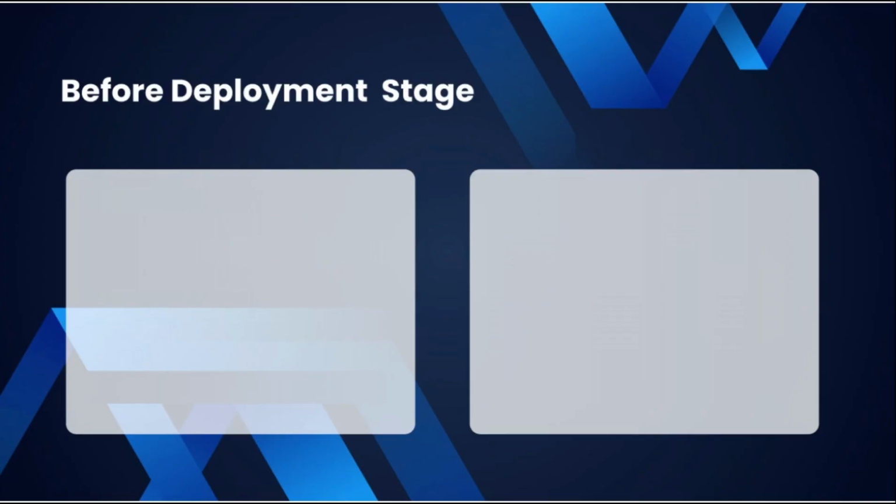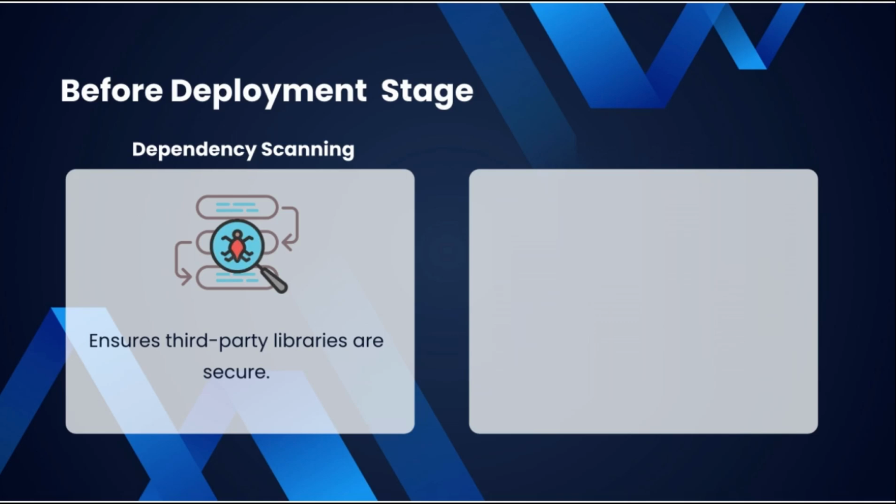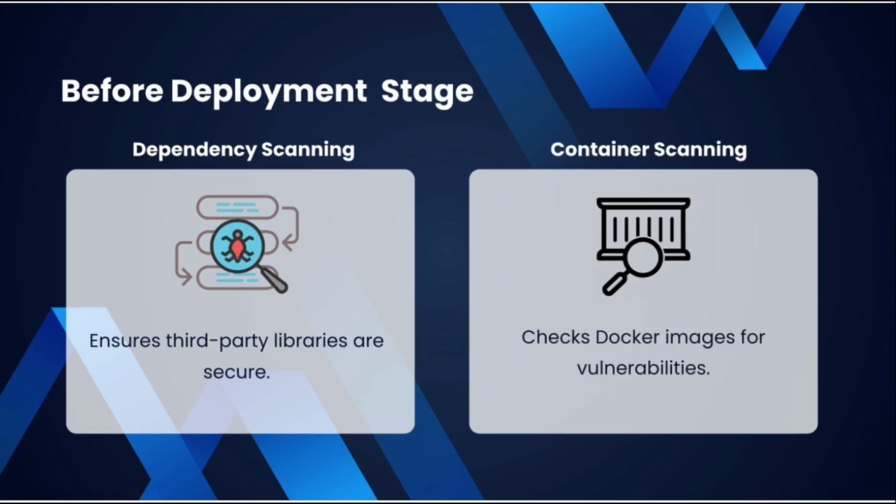Also, vulnerability scans are implemented before the deployment stage. Some scanning tools employed for this include dependency scanning, which ensures third-party libraries are secure. Container scanning, which checks Docker images for vulnerabilities. If an issue is found, the pipeline stops and alerts developers to fix it before deployment.